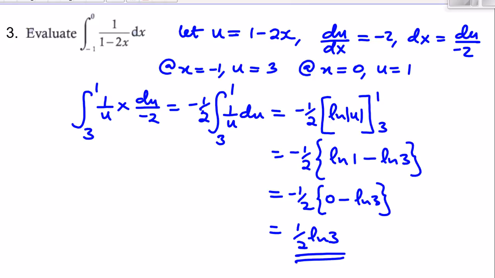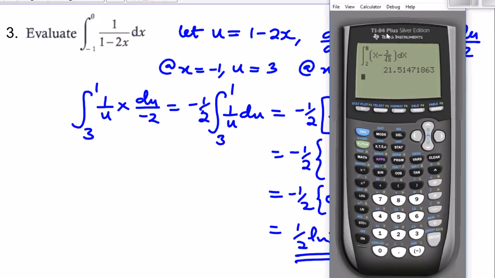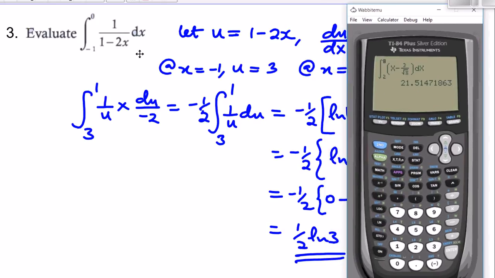So that is the algebraic process of working this out. You can also use your calculator to work this out. Now, to use your calculator, all that you need to do is plug in this function, the integrand, or the integral.